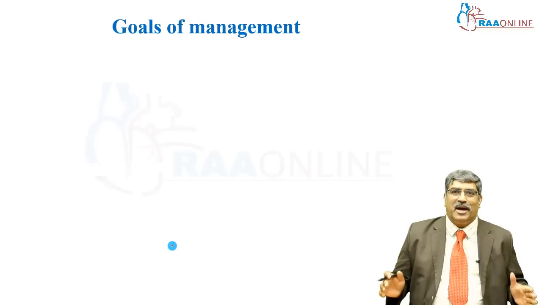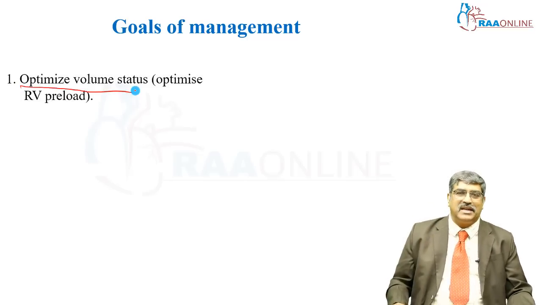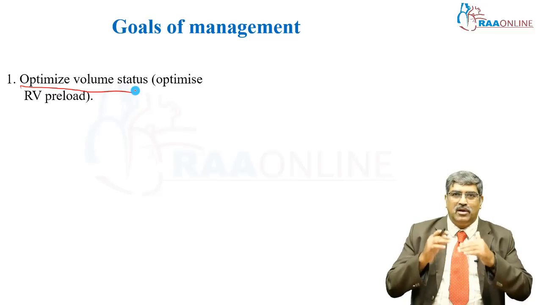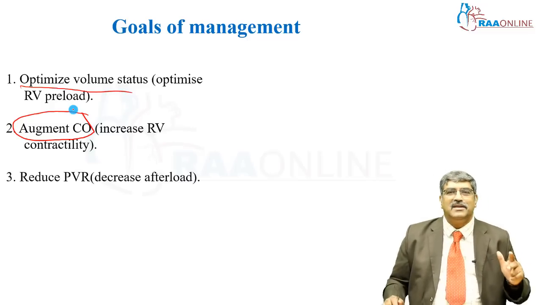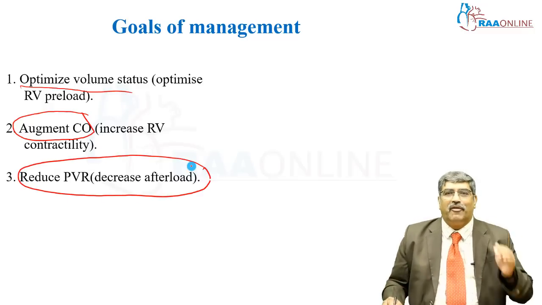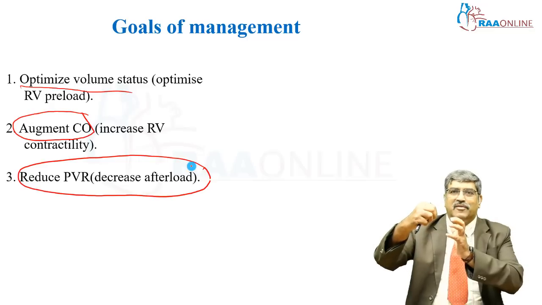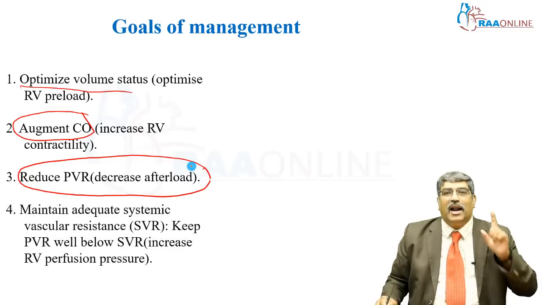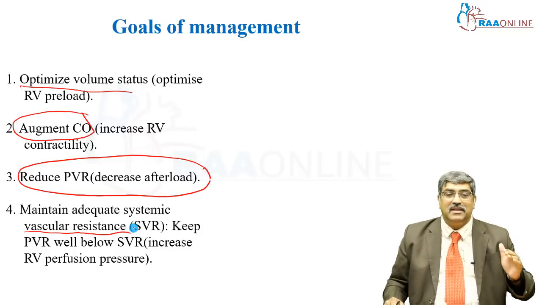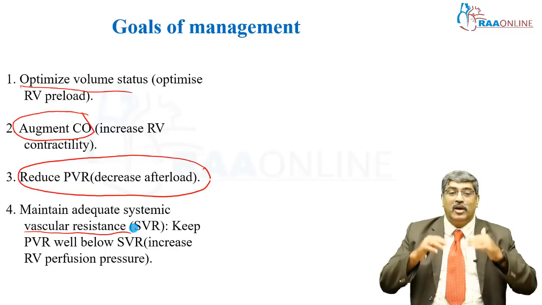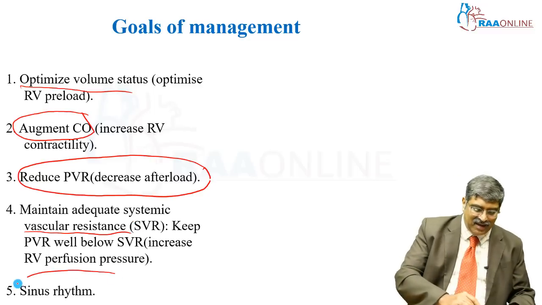Now coming to the goals of management, how we are going to manage your right ventricular dysfunction. First and foremost, you optimize your volume status with your volume parameters. Your RV preload you optimize. Next, you augment your cardiac output and increase the RV contractility. Third, you have to reduce your right ventricular afterload. There you reduce your PVR. So you optimize your preload, improve the right ventricular contractility, reduce the right ventricular resistance so that the right ventricle outflow is happening. Another important goal is you maintain your SVR. The SVR should be higher than the PVR, or in other words, you keep your PVR lower than the SVR. By doing this, you increase your RV perfusion pressure. And the final goal is maintain a sinus rhythm.